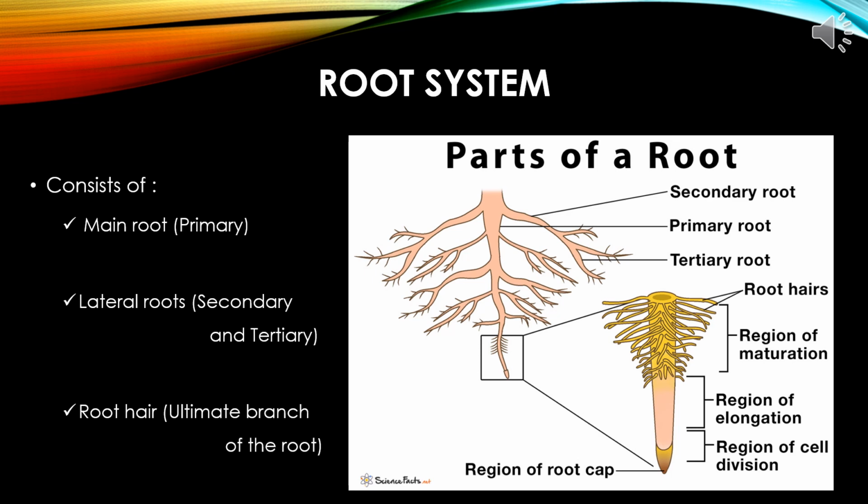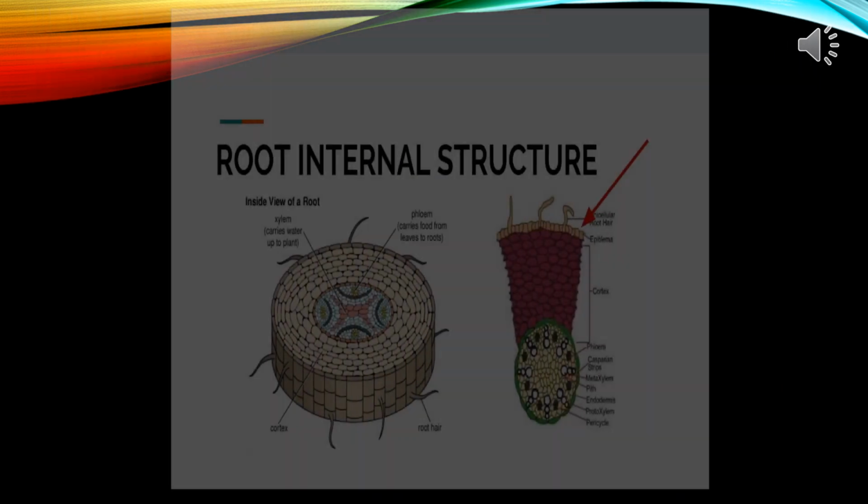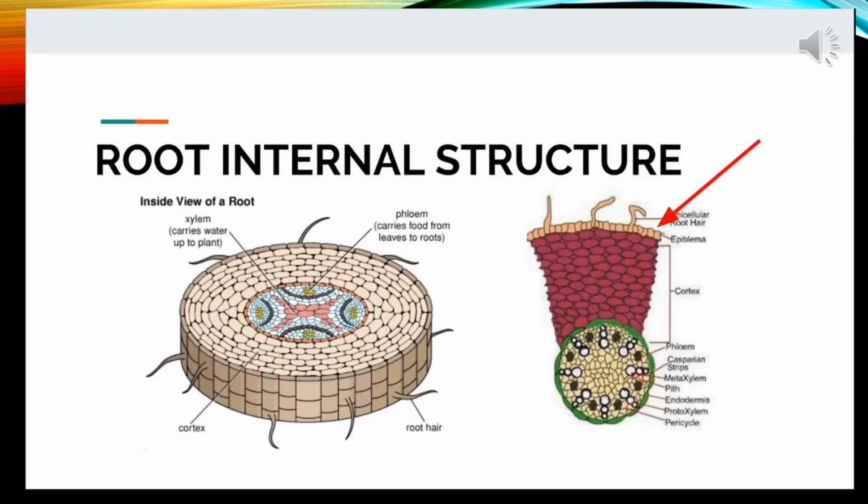In the picture you can see the growing region of a root. In the growing region you can see a large number of outgrowths. These outgrowths are the root hairs. These root hairs absorb water and minerals from the soil. How do these hairs absorb water and minerals from the soil? Let us see. Before learning about absorption by roots, you should be thorough with the internal structure of the root.